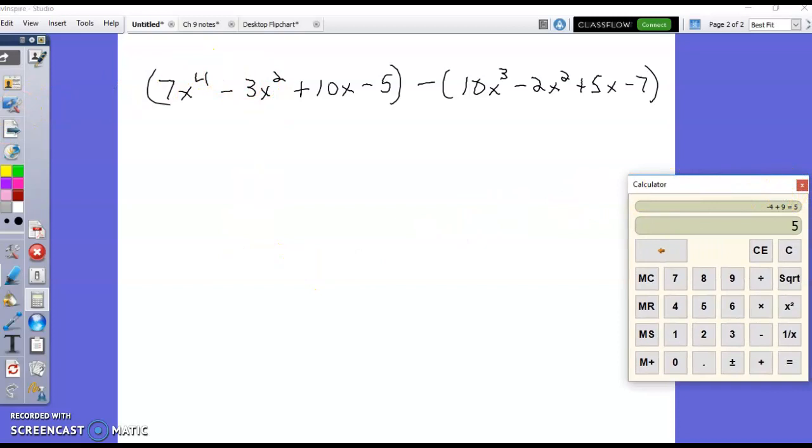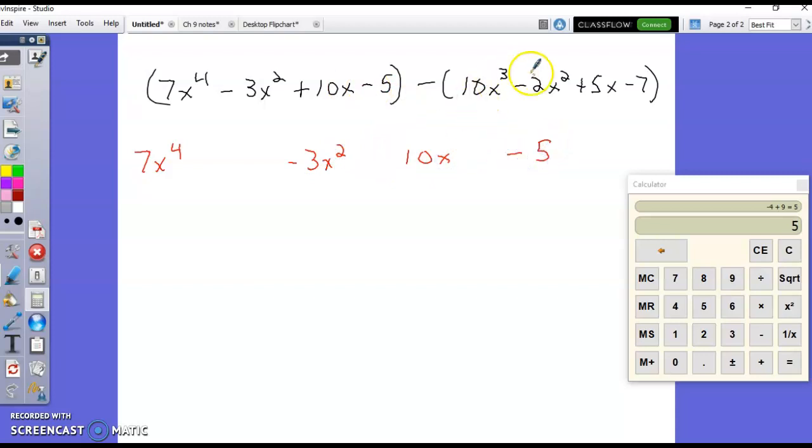So I'm going to write down the first one. All right, so I'm going to write 7x to the fourth. I'm going to give myself some space. So there is no x to the third here, so I'm going to give a little bit more space. And I'm going to write a negative 3x squared. Then I can write a 10x. And then I'll write a negative 5.